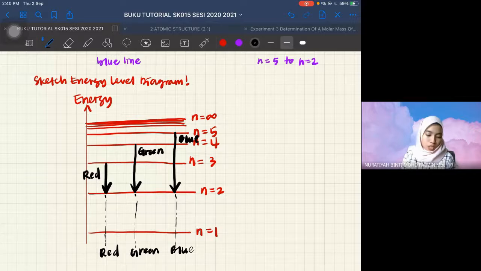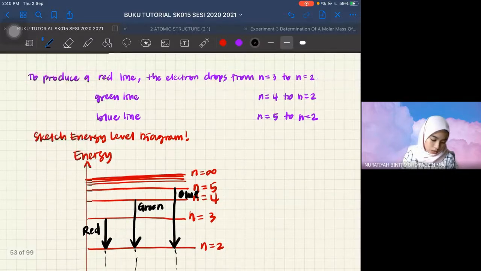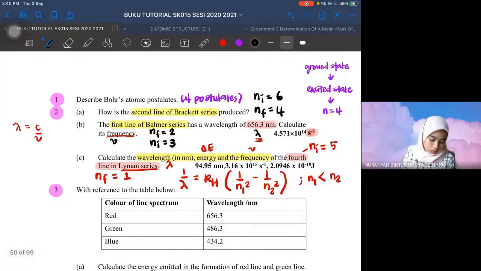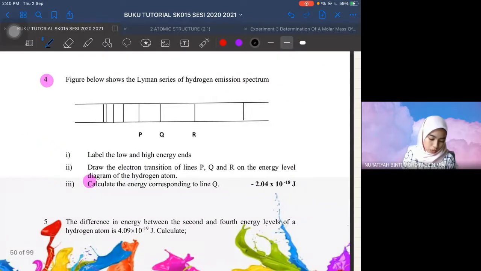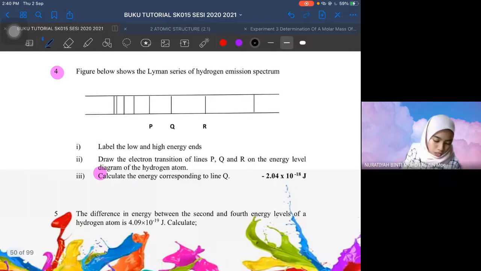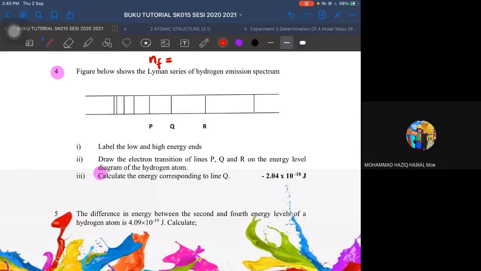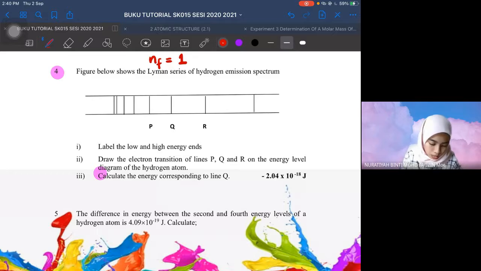Alright. So after number 3 is okay, number 4. Number 4: Figure below shows the Lyman series of hydrogen emission spectrum. So for Lyman series, we know its n final is what? 1. Yes, so this is your line spectrum.